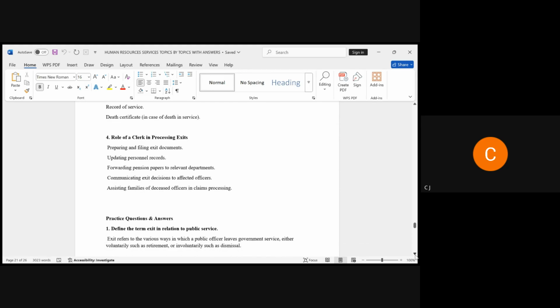Exit refers to the various ways in which a public officer leaves government service, either voluntary such as retirement or involuntary such as dismissal.